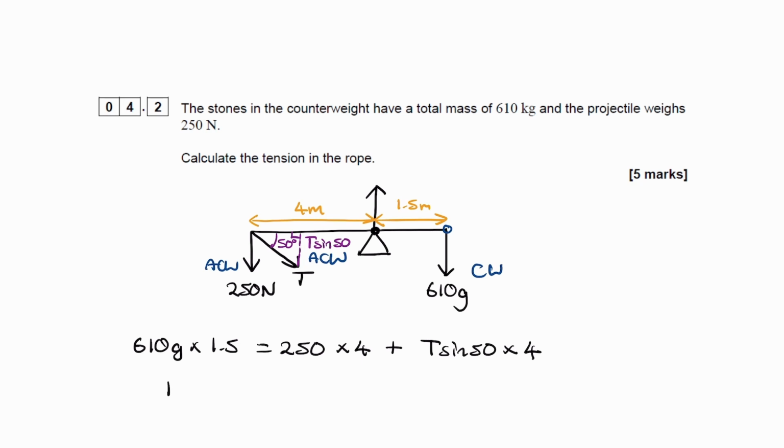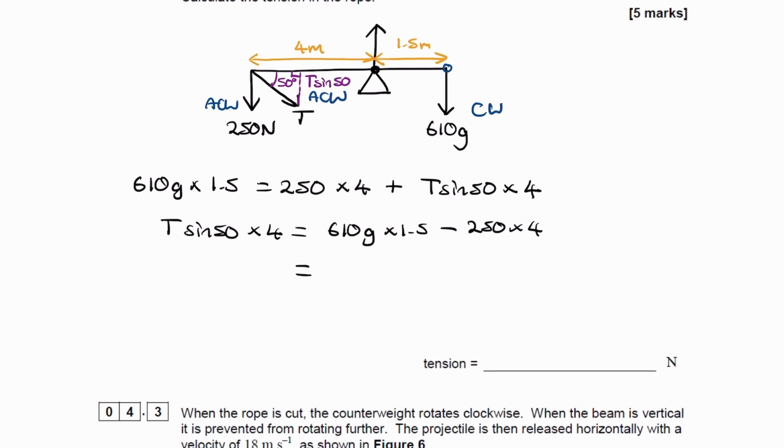And now we can rearrange for T. T sine 50 times 4 is equal to 610g times 1.5 minus 250 times 4. So the right-hand side gives us 7967. Divide that by the 4 sine 50, and that will give us T, which is 2,600.